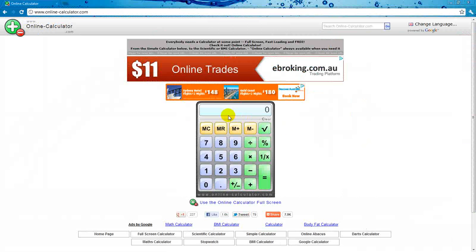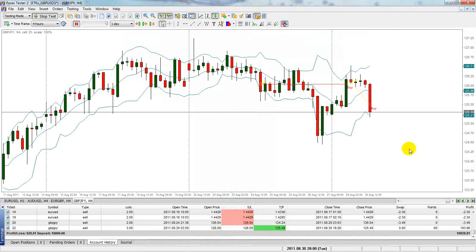So that's simple, right? I made 60 pips profit. I divide by 50 pips of my original risk, and my R is 1.2 for this trade. 1.2 for this trade. That's how I manage risk. That's how I grade my trades. And that's how I keep track of my trades.